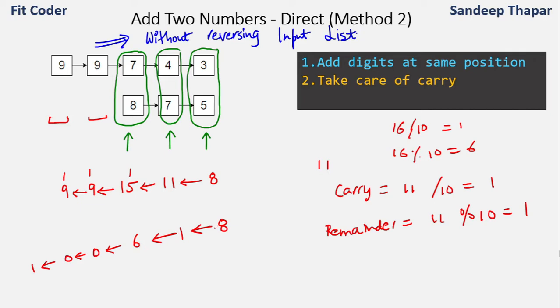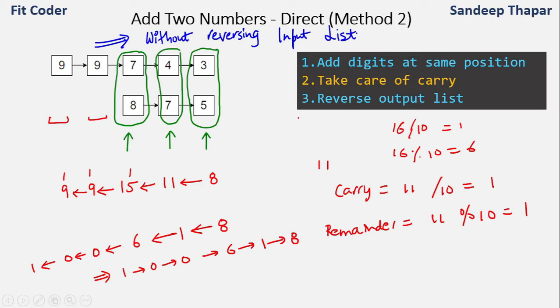So once we have taken care of the carry, then we'll reverse this list. So we'll get 1 0 0 6 1 8. So in the first step, we add the digits at the same position without taking care of the carry. Then we handle the carry, and as the last step, we reverse the output list. So this is the whole logic by which we can add these two numbers. Now let's see these steps individually.